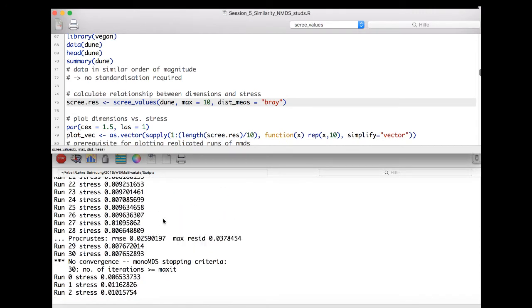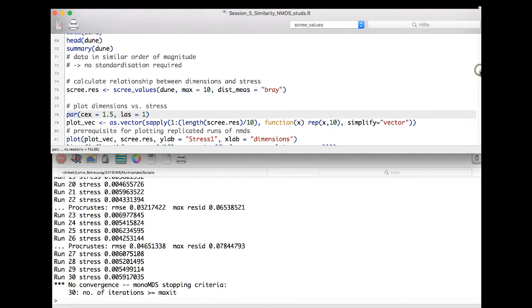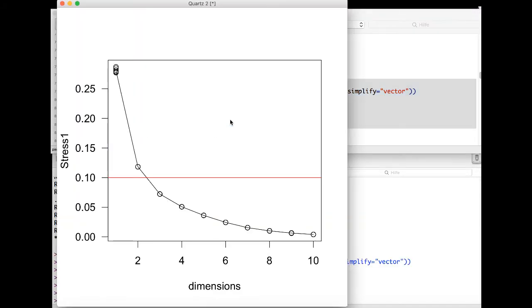Just wait for the results. Within the function, the NMDS algorithm is run 30 times anyway to find the best result. And then we plot the result. We need a helper function here. Don't go into details here. You can simply copy this if you need to apply this to your data. And we produce the plot.